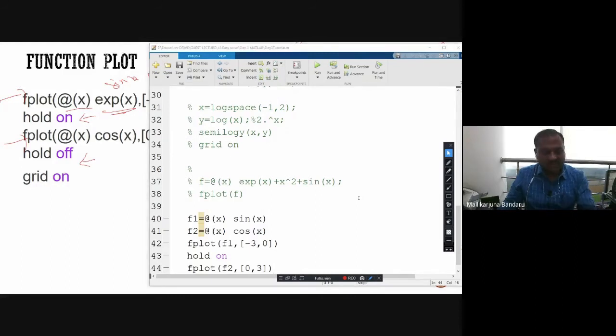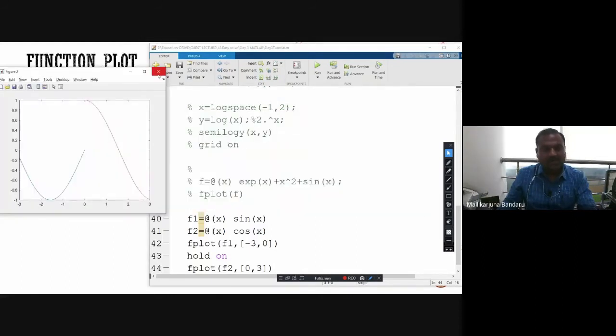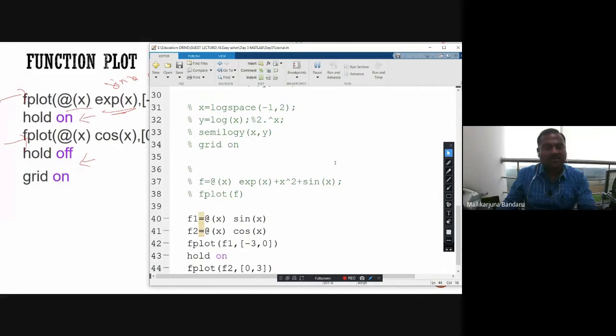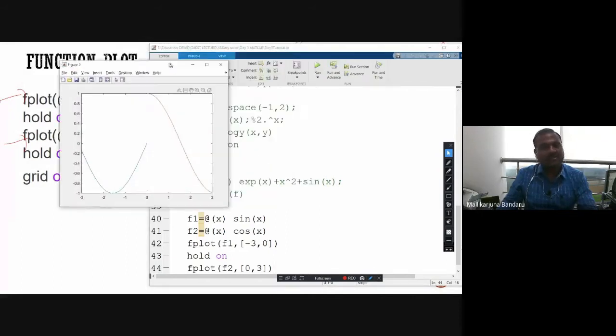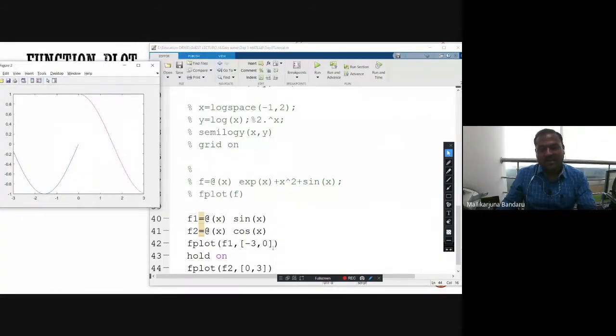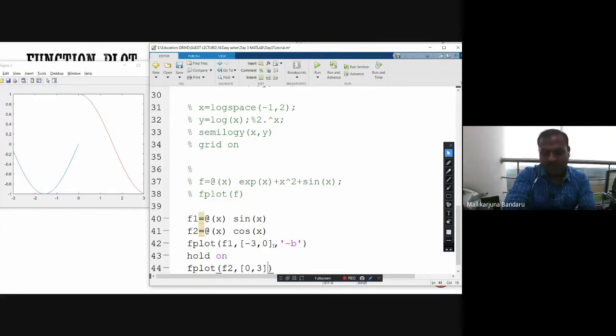I think it is appearing in the earlier curve itself. Let me close this and draw. Yeah, now it is the curve. Right. Now you can give any color if you want. See, suppose this is blue. This is red.